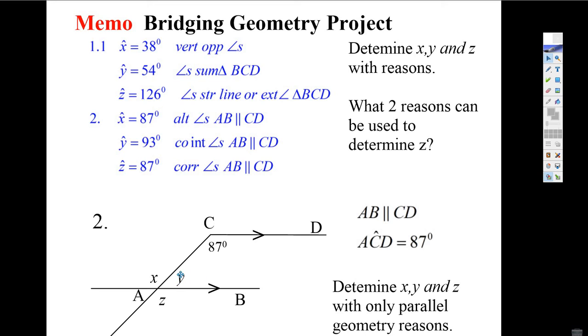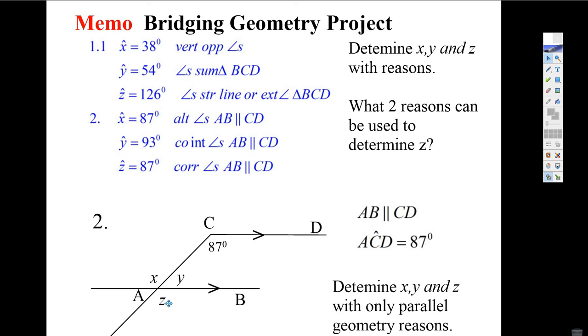Why? Well, if we're going to use a parallel reason and not angles in a straight line, then we know that these two angles inside the parallel lines are called co-interior angles, and they sum to 180. So they're supplementary. You go 180 minus 87, and you get that nice 93 degrees. Co-interior angles, and name the parallel lines.